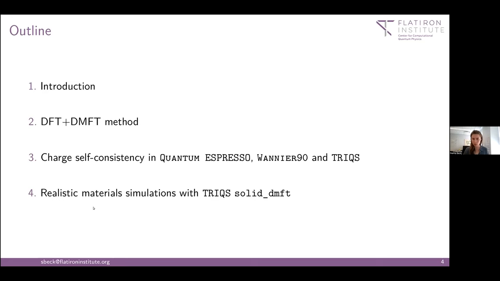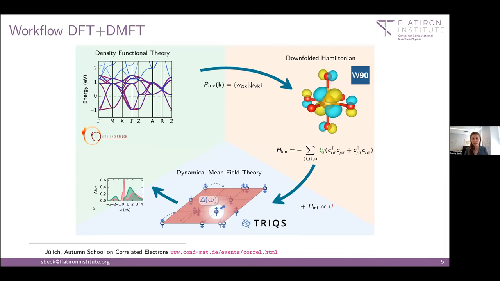Okay, so this is the overview over the workflow of DFT plus DMFT. It is depicted here as a three-step process, although the second part, which is the downfolding, can also be done within the DFT code. But here I'm talking specifically about the interface to Wannier90 to do this. So I will briefly summarize again and then go a little bit more in detail in the following slides. And I will also join Antoine in advertising the Jülich Autumn School and the really comprehensive list of books and lecture notes that you can find online.